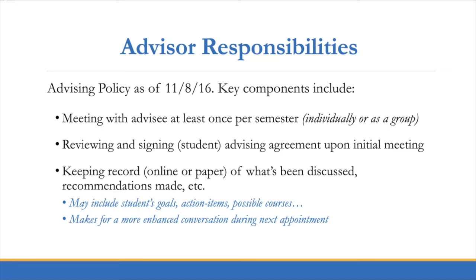The second part is that advisors should review and have students sign an advising agreement upon initial meetings. The advising agreement is found on the Academic Affairs website, and each department and school handles these agreements differently. Finally, advisors should keep records of what's discussed at these meetings. This could include a student's goals, some action items you've told a student to take care of after you've met with them, possible courses they'd like to take, graduate schools they're interested in, and so forth.